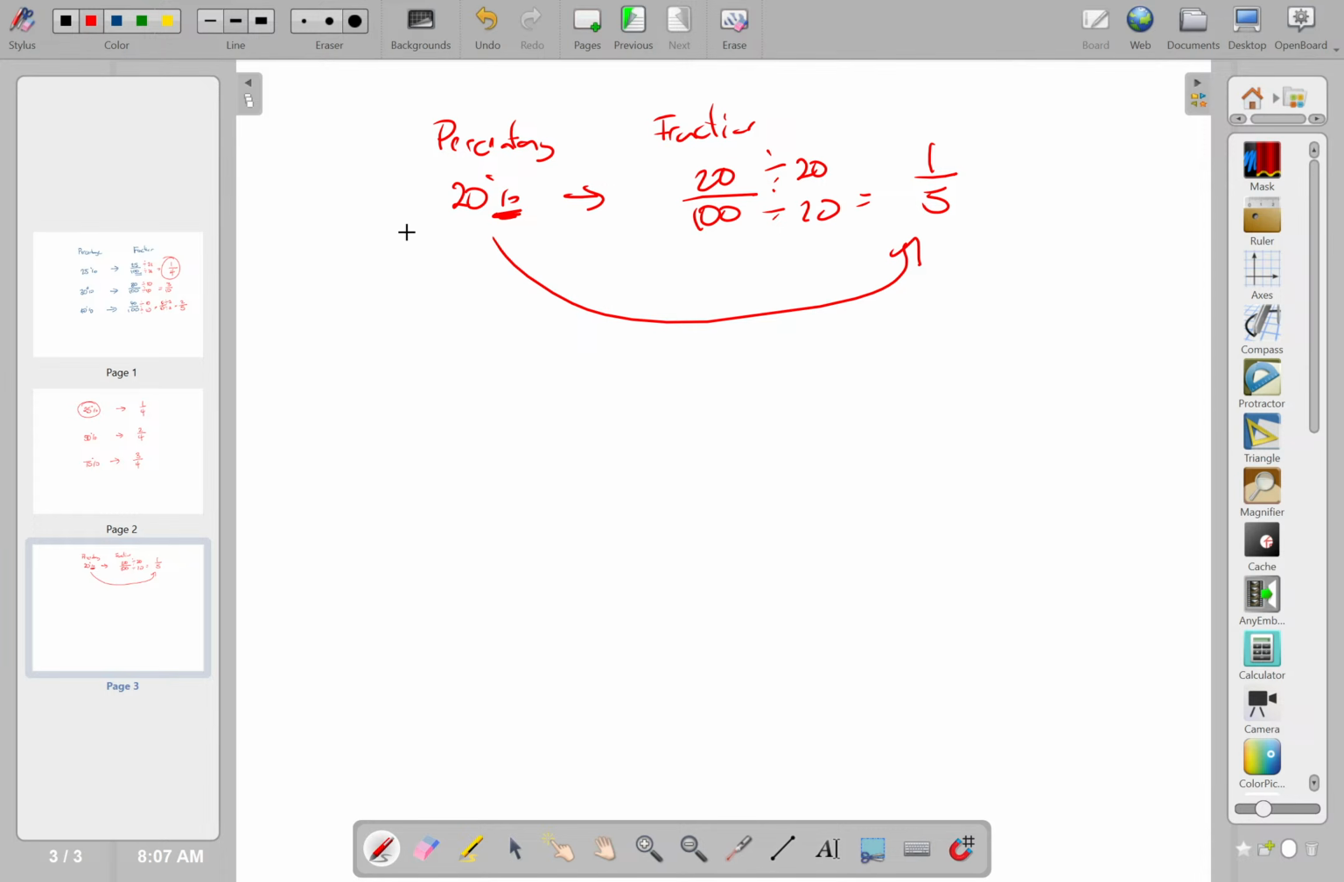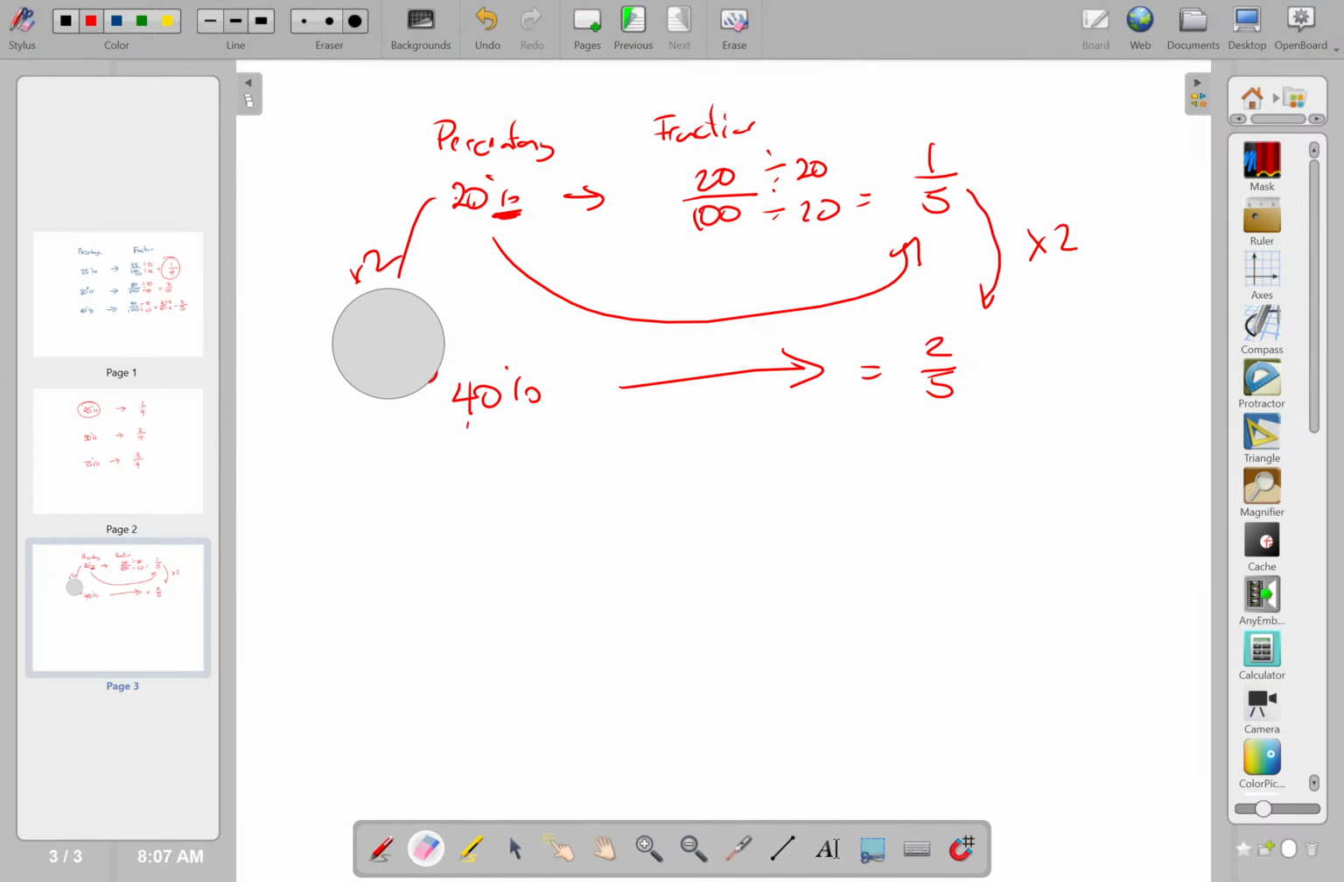Yeah? Now, if I double 20, I get what? 40. So if I double this, I times it by 2 because I went from 20 to 40. So you expect the fraction to get multiplied by 2, so then that's what's giving me the 2 over 5. So 40% is the same thing as 2 over 5.